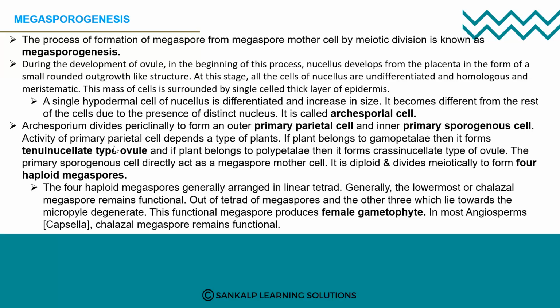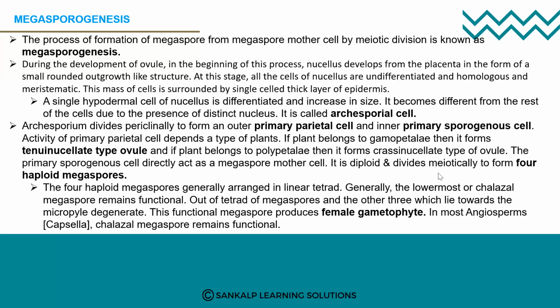The activity of the primary parietal cell depends on the type of plant. If a plant belongs to gamopetalae, then it forms a tenuinucellate type ovule. And if the plant belongs to polypetalae, then it forms a crassinucellate type of ovule. The primary sporogenous cell directly acts as a megaspore mother cell.